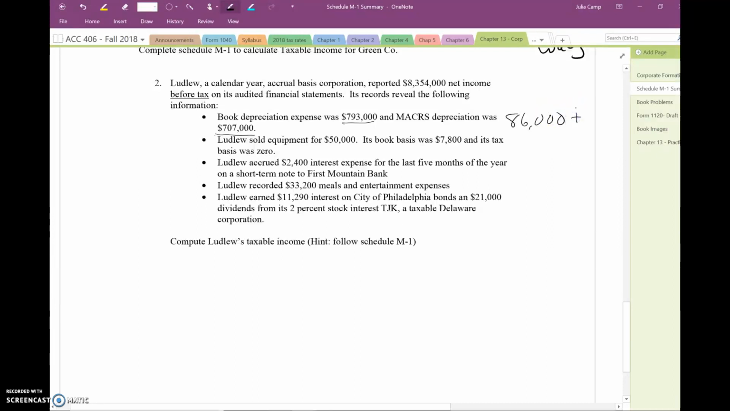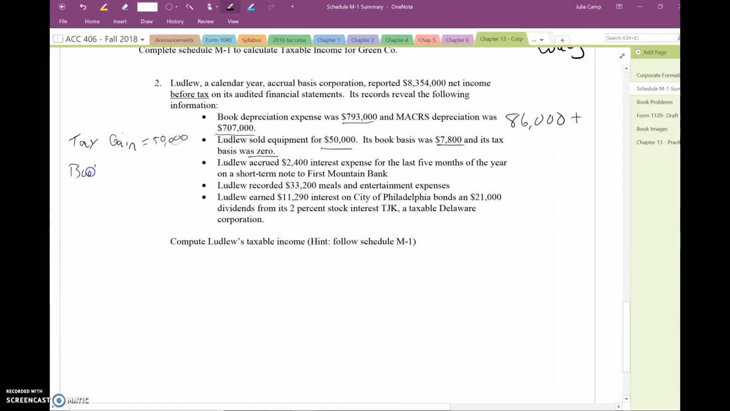Okay. The sold equipment for $50,000. Its book basis was $7,800. Its tax basis was $0. Okay, we have to think about this one too. So for book purposes, the adjusted basis was something. Tax didn't have anything. So with tax, the gain would have been 50 minus 0, which is 50,000, right? So for tax, gain would equal 50,000, right?